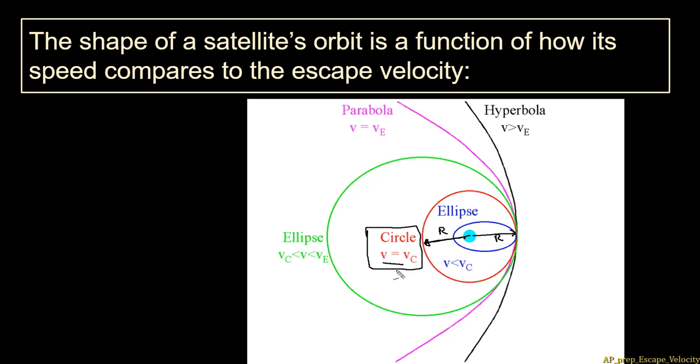Okay, if you go more slowly than that, you get this blue ellipse that's inside the red circle because you're more bound to the planet because you have less energy. If you go faster than that, at first you get this green ellipse because you're starting to break away from the planet, but it's still less than the escape velocity. What's kind of cool is that if you hit the escape velocity, where you just make it out to infinity with no energy left over, it's a parabola.